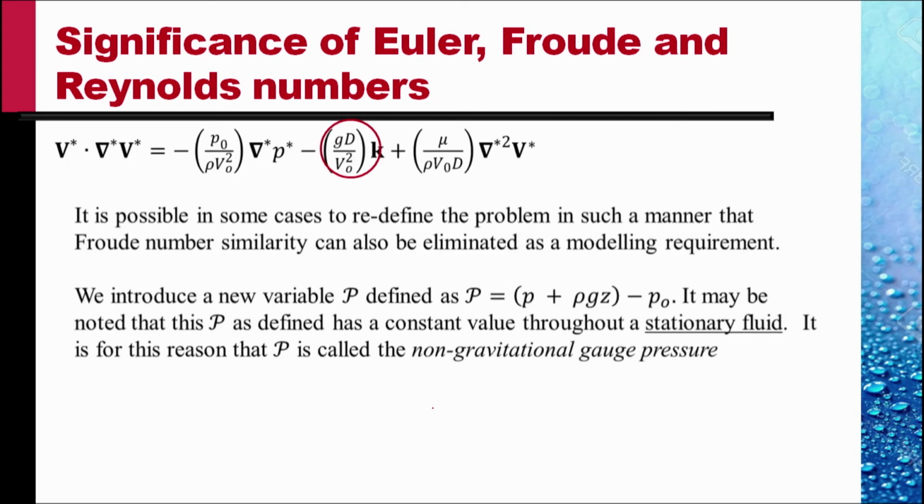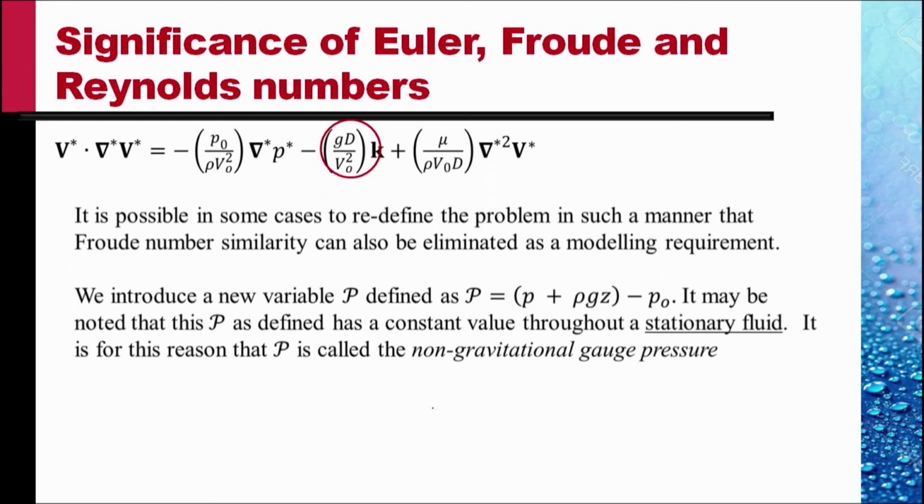Next, we consider GD by V naught square. It is possible in some cases to redefine the problem in such a manner that the fluid number similarity can also be eliminated as a modeling requirement. We introduce a new variable, a modified pressure, written as script P, defined as P plus rho Gz minus P naught.